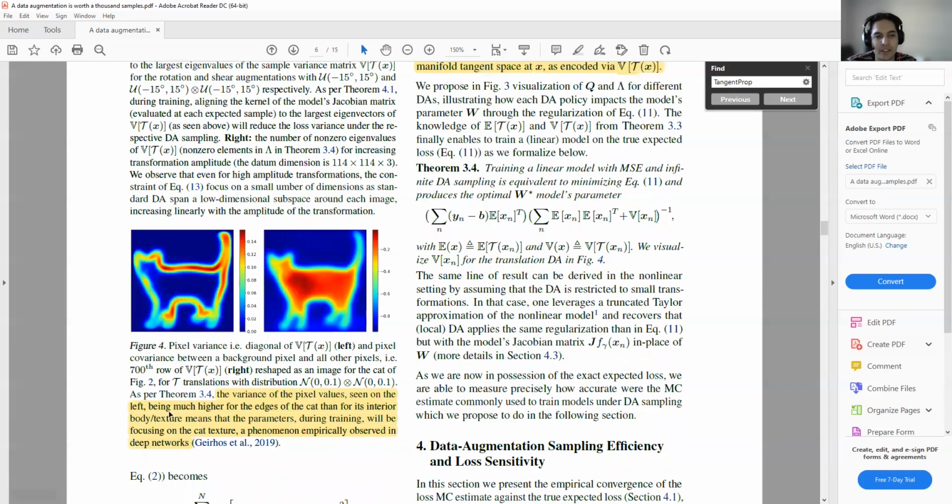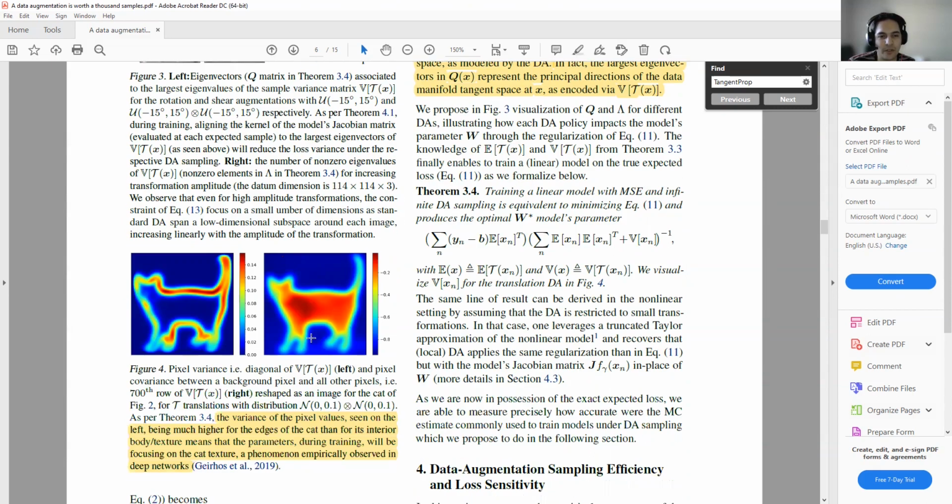This is one of the important things that they are showing, and they also show the variance of the pixel value seen on the left, this one, being much higher for the edges of the cat than for its interior body texture. This means that the parameters during training will be focusing on the cat texture, a phenomenon empirically observed in deep neural networks. So the diagonal of V would be this image, and the pixel covariance between the background pixel and all other pixels, for example row 700 of V, is the variance of the augmented data. The focus of the deep neural network would be on the texture rather than the edges.